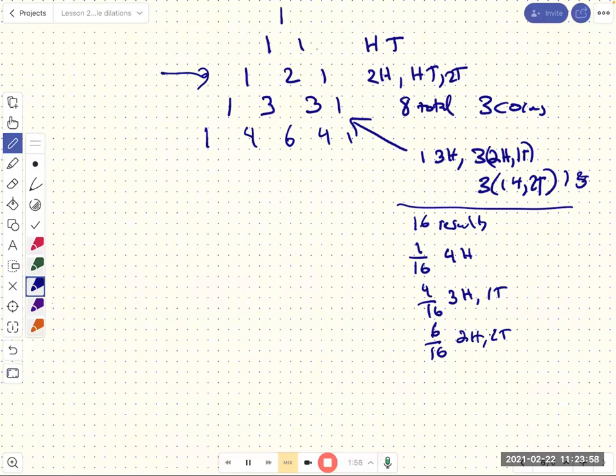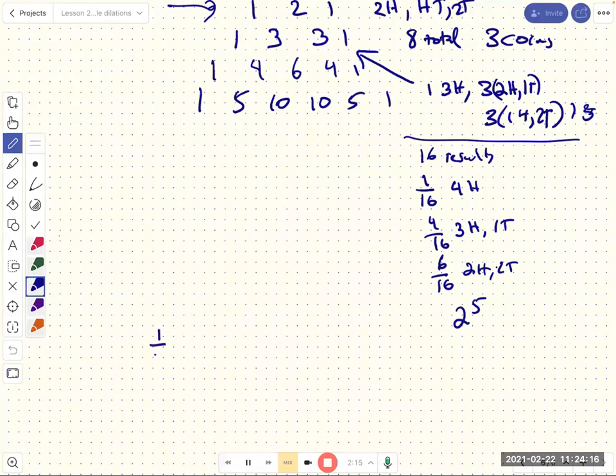Let's do the next row. Okay, so we add those up. We have 20 plus 10 plus 2, 32. So it's 2 to the 5th. So when you throw 5 coins, what can happen? Well, you have a 1 in 32 chance of 5 heads, a 5 in 32 chance of 4 heads, 1 tail, a 10 in 32 chance of 3 heads, 2 tails, and also 10 in 32 chance of 2 tails, 3 heads, and so on. Okay.